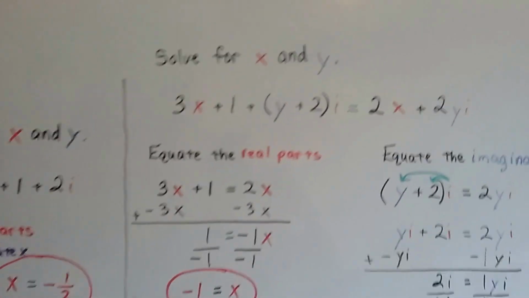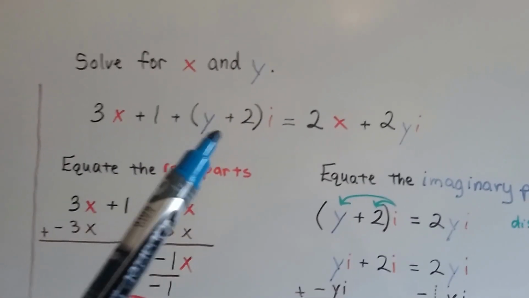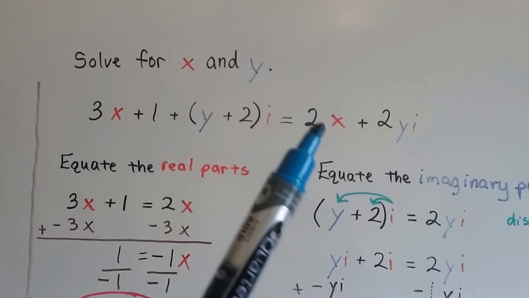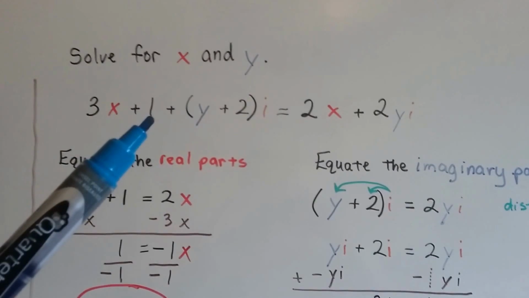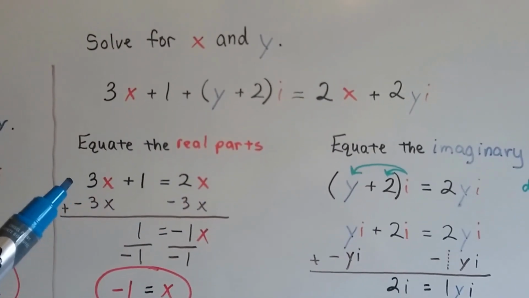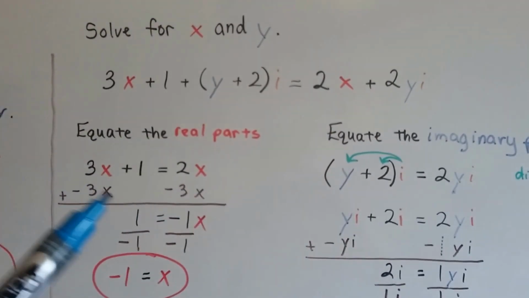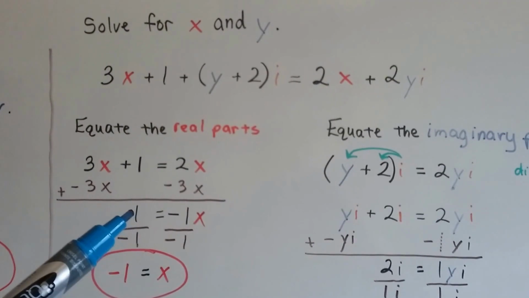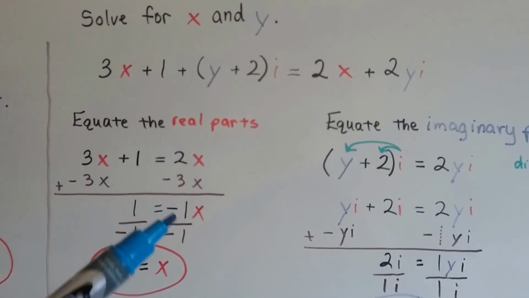Let's take a look at this one. Now we've got parentheses in the problem. We can solve for x and y. We've got 3x plus 1 plus y plus 2 times i equals 2x plus 2yi. We equate the real parts, 3x plus 1 and 2x. We need to isolate x so we can add a negative x to each side of the equation. And we're going to drop down our 1, and here we have 2x minus 3x. That gives us a negative 1x.